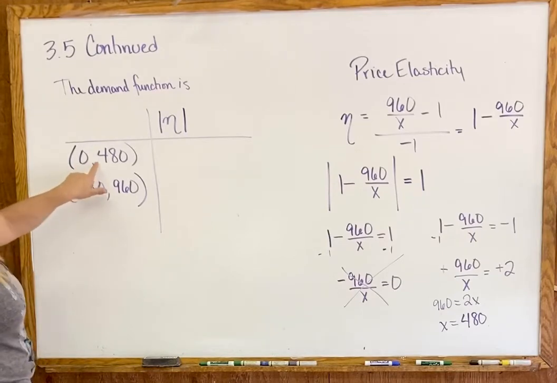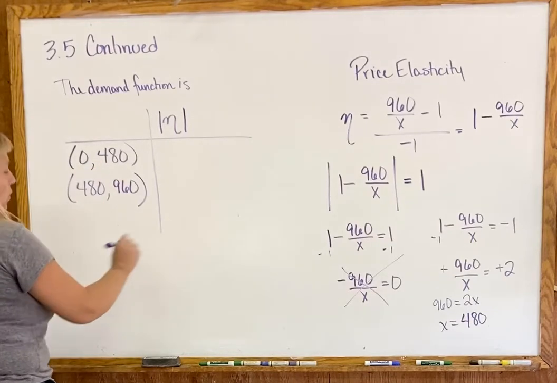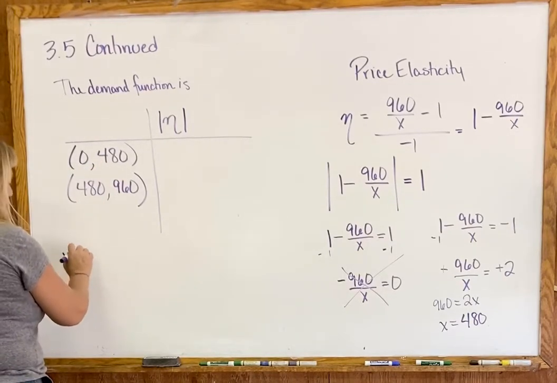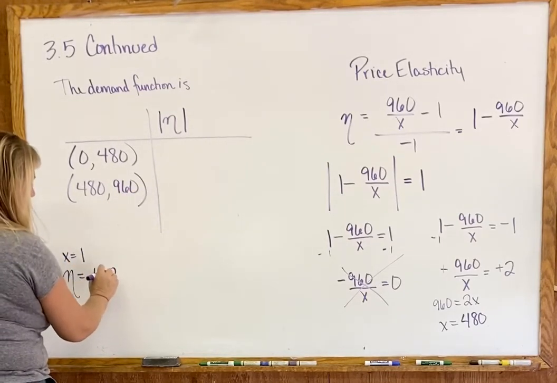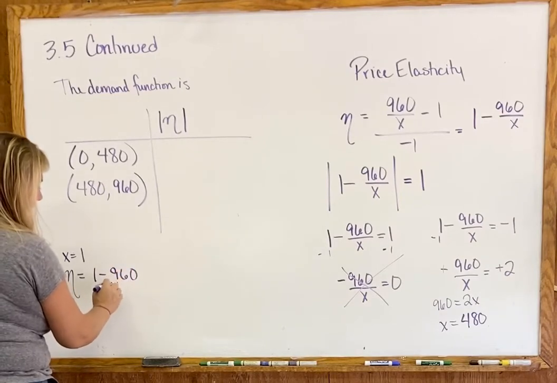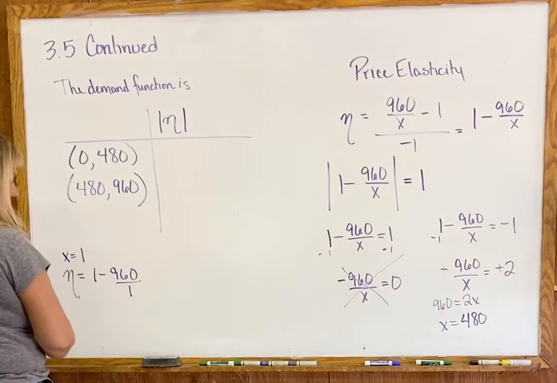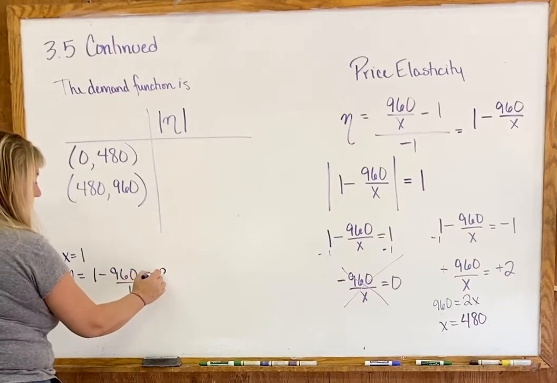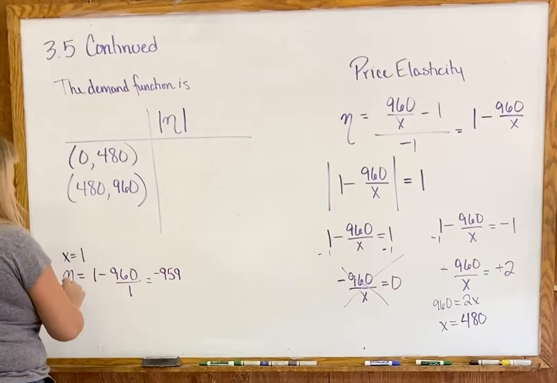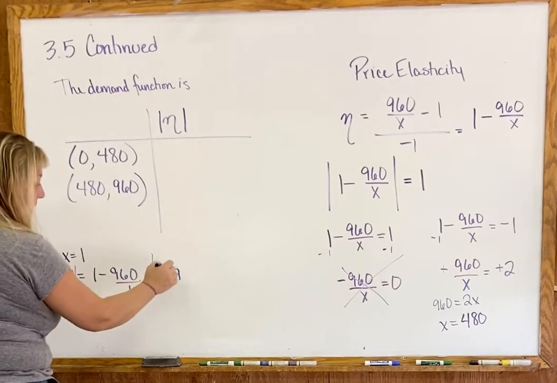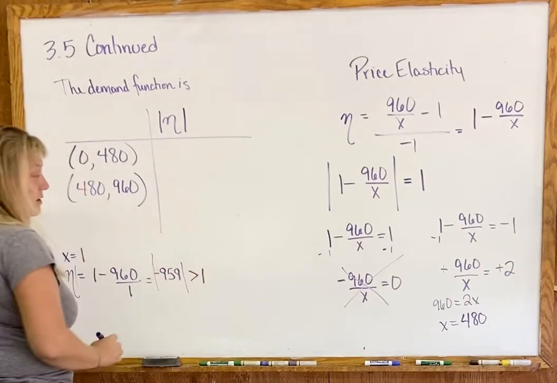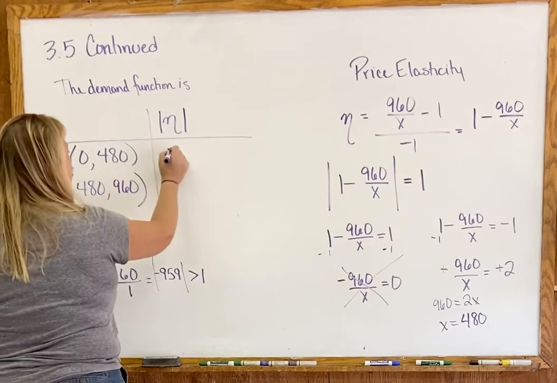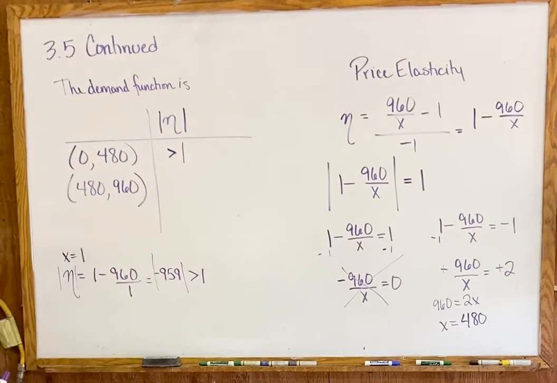So as an example, a nice number in this interval would be 1, right? 1 is in this interval. So we're going to say if x equals 1, then eta equals 1 minus 960 over 1, which will be -959. But remember, that's why we're supposed to take the absolute value. So that is going to end up being greater than 1. Do we agree? So in this section, eta is greater than 1.